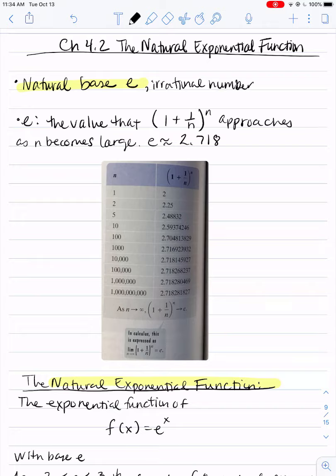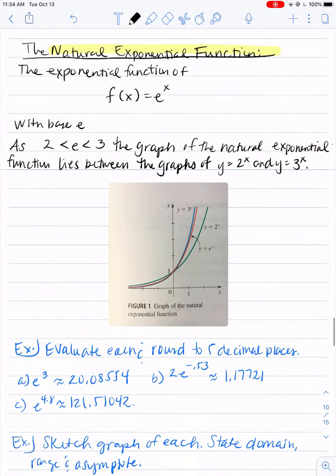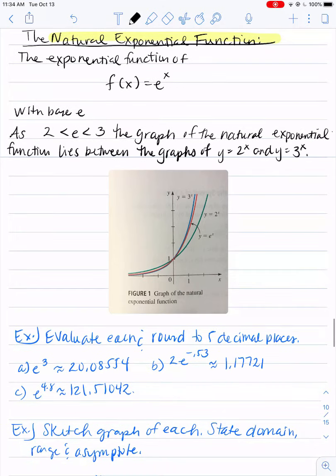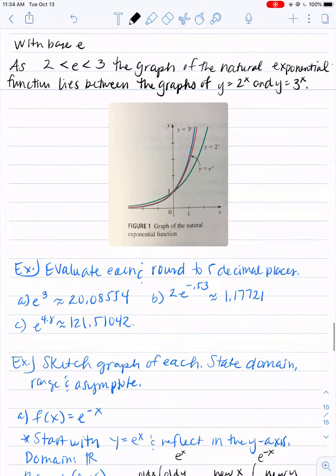So here we have that our natural exponential function is of the form f(x) = e^x with base e. And as e is between 2 and 3, the graph of the natural exponential function lies between the graphs of y = 2^x and y = 3^x, as we can see in this image here.